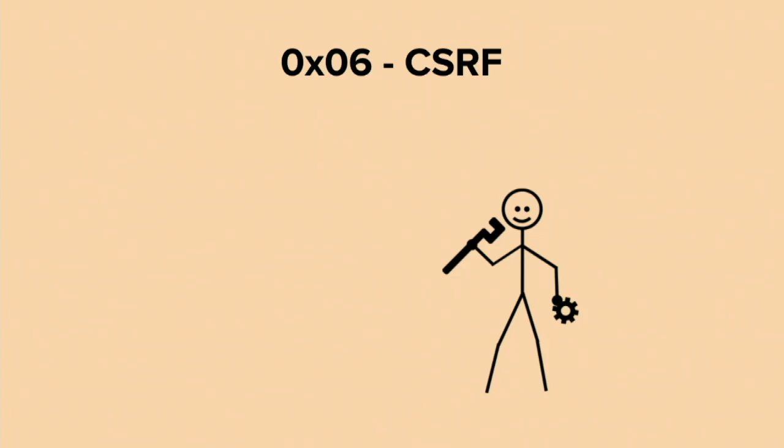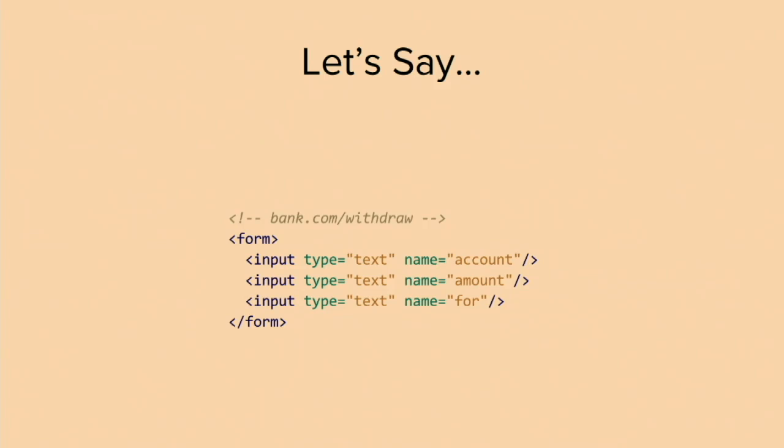CSRF stands for cross-site request forgery, which is a bunch of long words that don't really mean anything. I find it a lot easier to just show you. So imagine your banking website has a page called withdraw, okay? And on that page, there's a form that has 3 fields: the account name, the amount, and who you want to send the money to. Pretty easy.